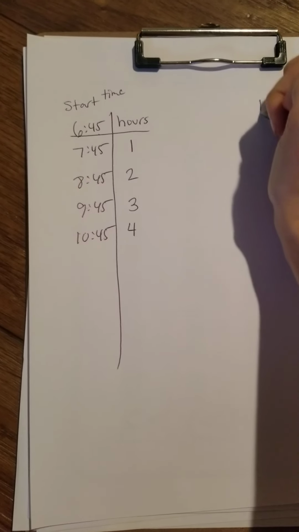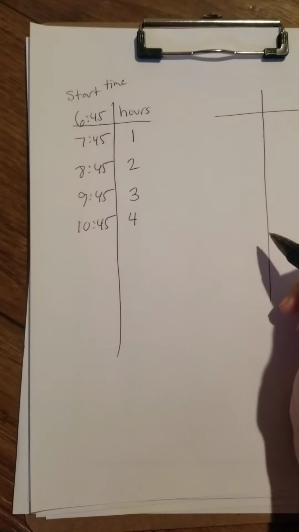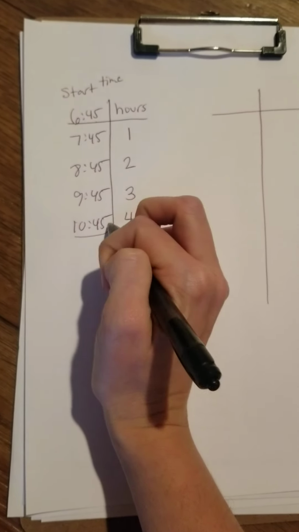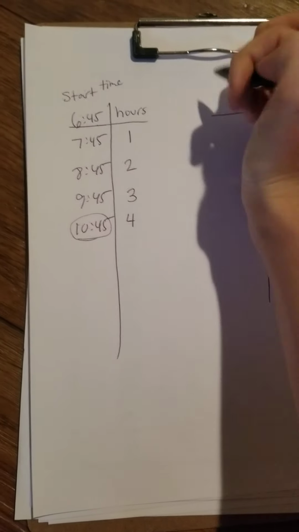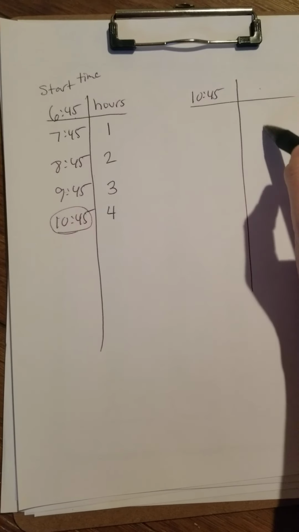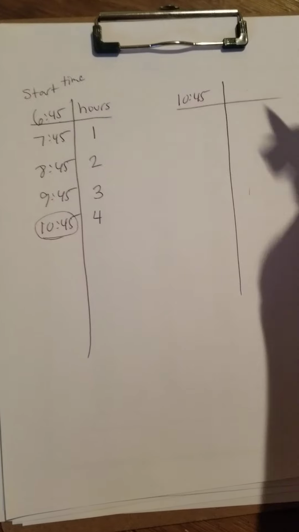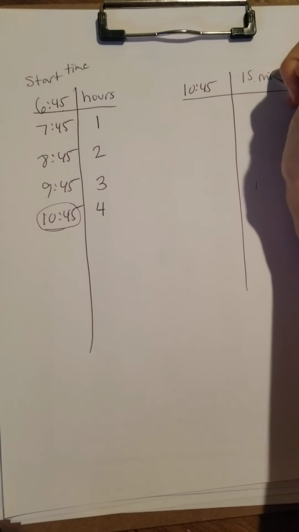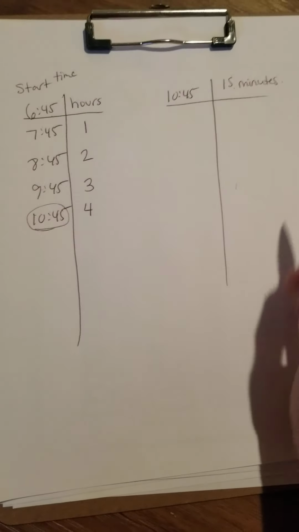So I'm going to come over, I'm going to make a second T-chart. I'm going to use this ending time as my new start time, 10:45, and this time instead of counting by hours, I'm going to count by minutes, but I want to do every 15 minutes to make it a little faster.